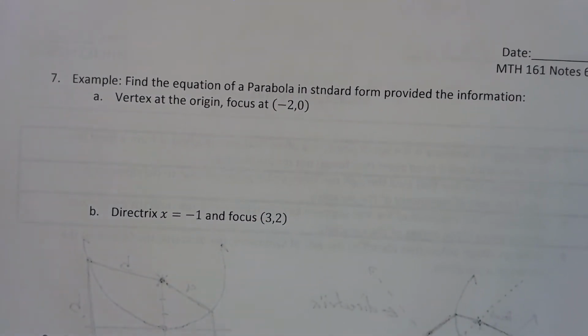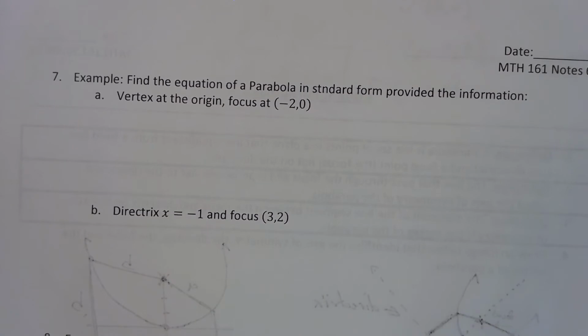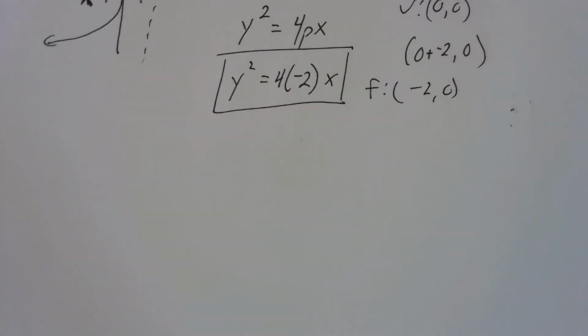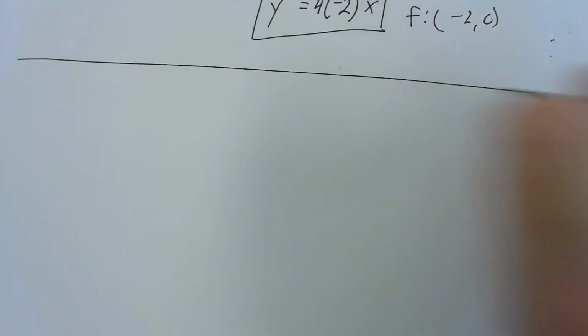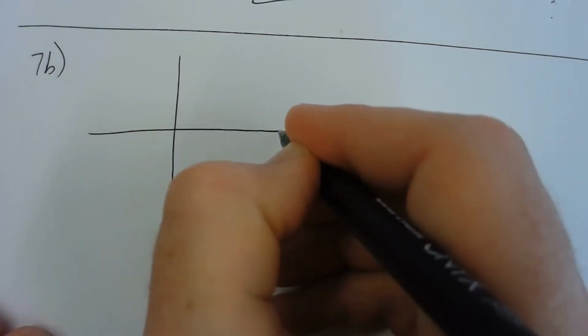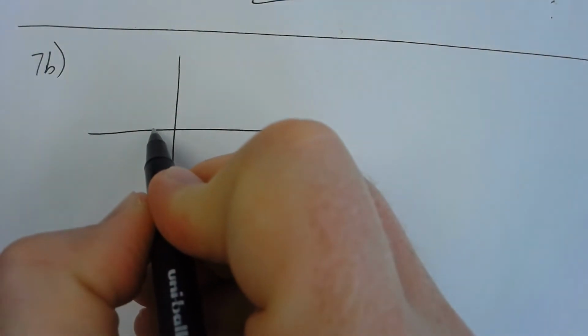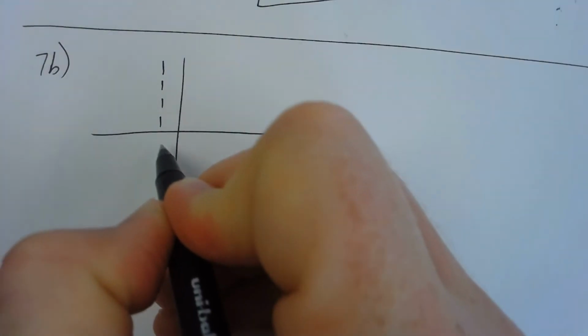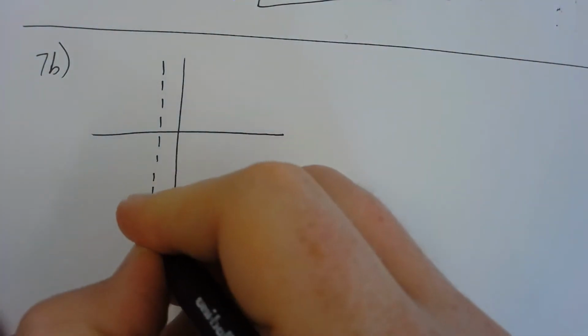So in this one, it's the exact same question, find the equation, but this time we're given the directrix as x equals -1, and the focus is given as (3, 2). So let me go ahead one more time and plot what I've got. So 7b, I've been given the directrix is x equals -1.